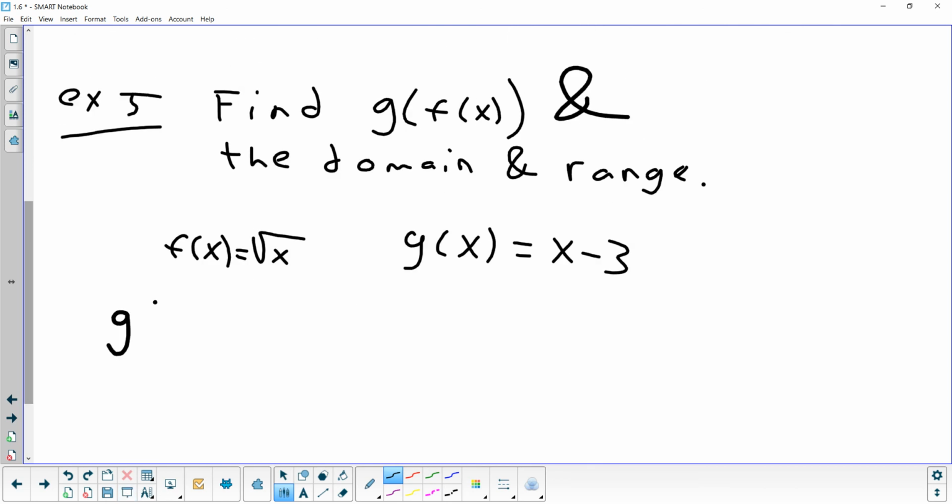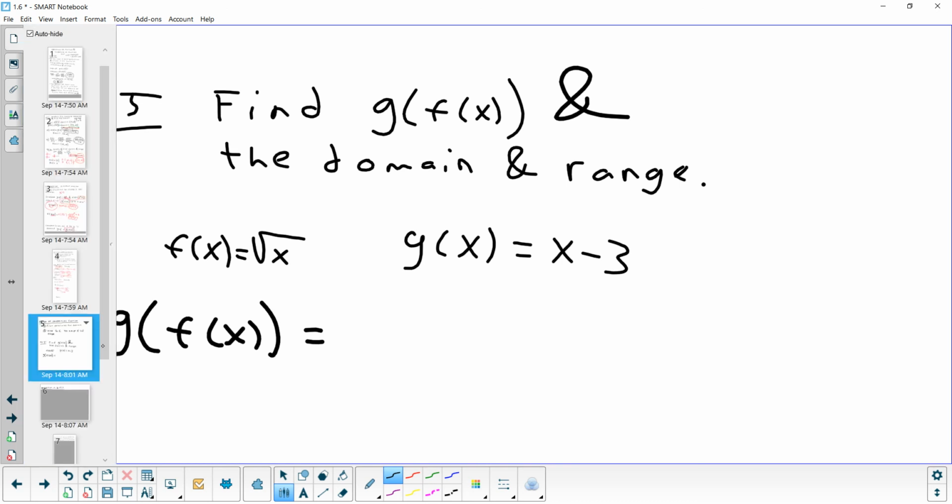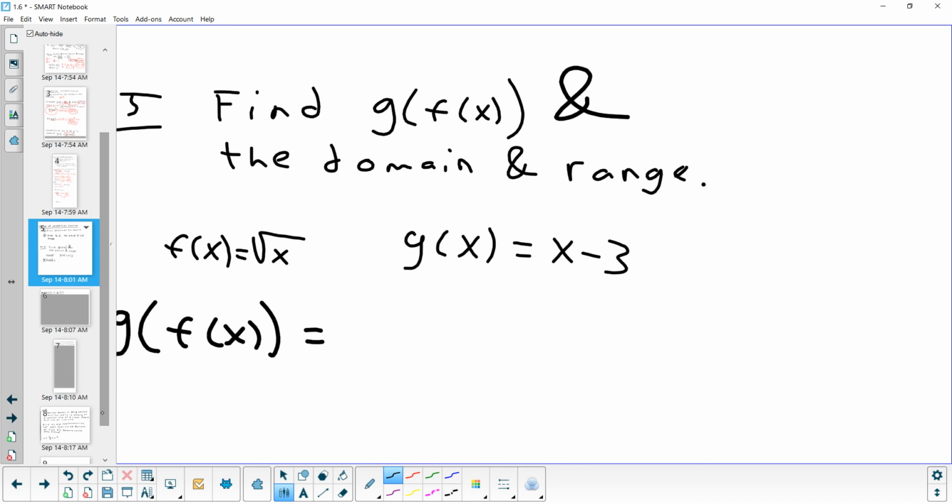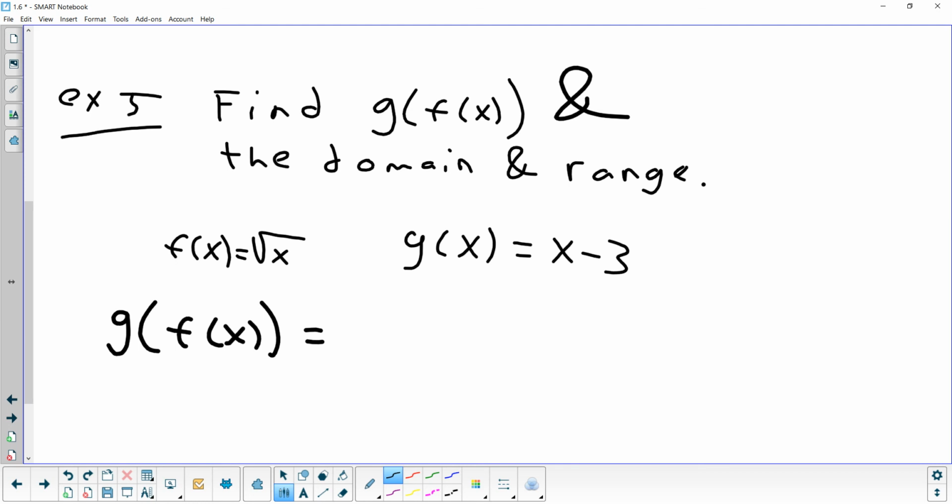All right, g of f of x. Okay, how about now? Let's start by filling in this inside. What's f of x? Square root of x. Yeah. So I want g of square root of x. I'm not even thinking about the range yet. I'm just trying to get the formula first.